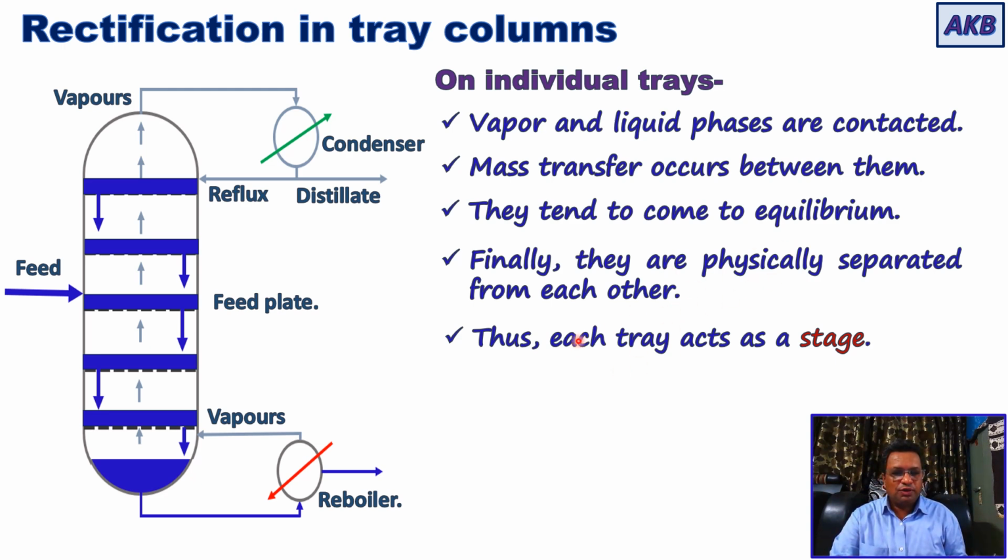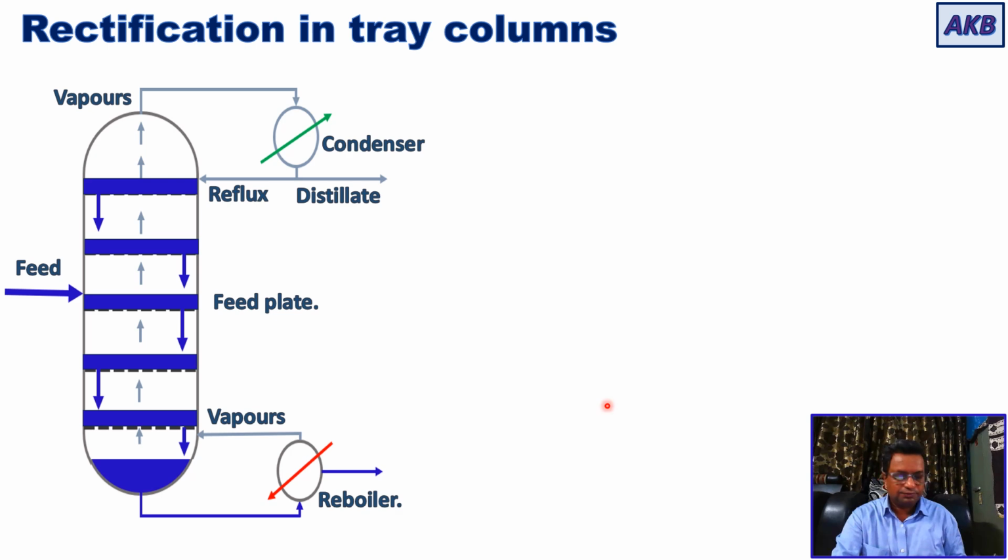So the point was that each tray in the tray column is acting as a stage, and all this is happening on those trays.